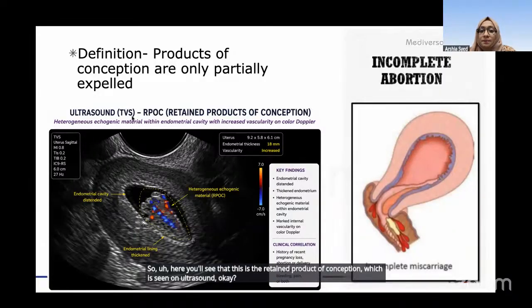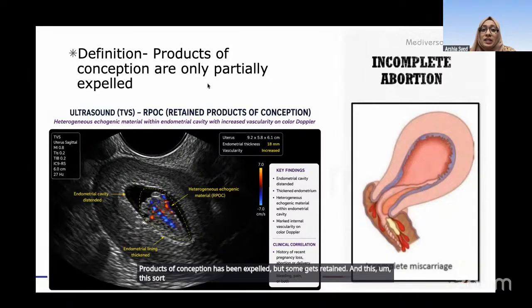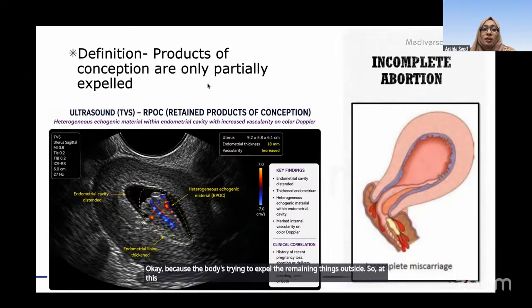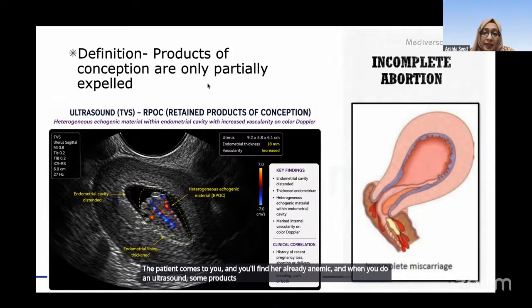In incomplete abortion, some products of conception have been expelled, but some get retained, and this retention leads to continuous bleeding and continuous abdominal pain, because the body is trying to expel the remaining things outside. At this point, the patient comes to you, and you will find her already anemic. And when you do an ultrasound, some products are remaining inside. So what do you do at this point?